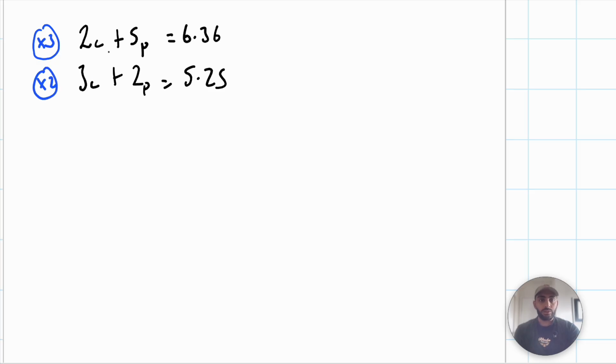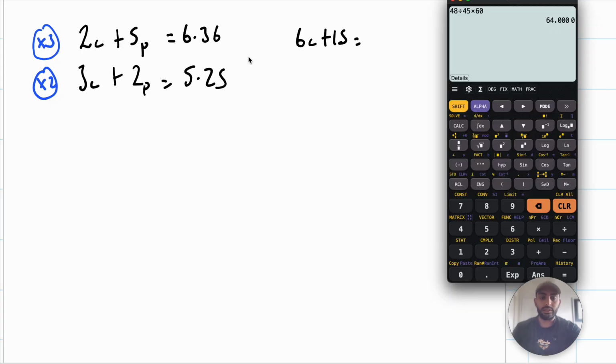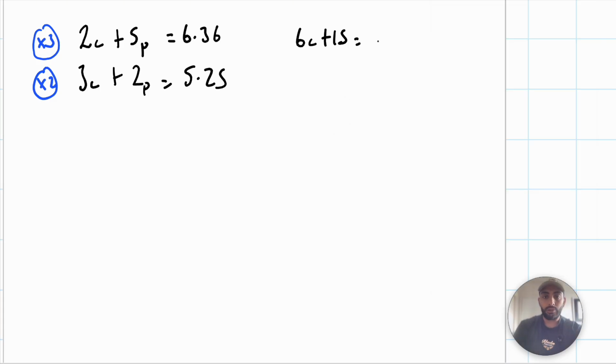So let's multiply those. 2c times by 3 gives me 6c. 5p times by 3 gives me 15p. 6.36 times by 3 gives me £19.08. 3c times by 2 is 6c. 2p times by 2 is 4p. £5.25 times by 2 is £10.50.